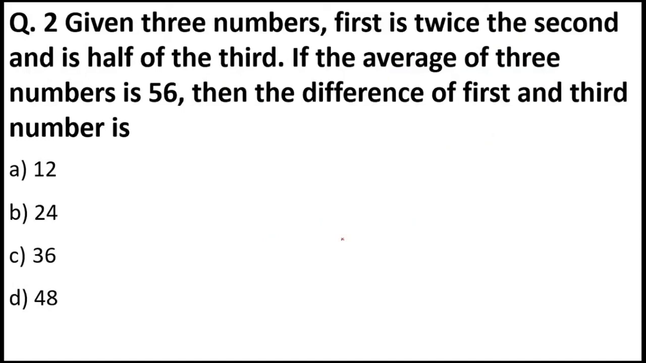Given are three numbers. First number is twice the second and is half of the third. If the average of three numbers is 56, then the difference of first and third number is.